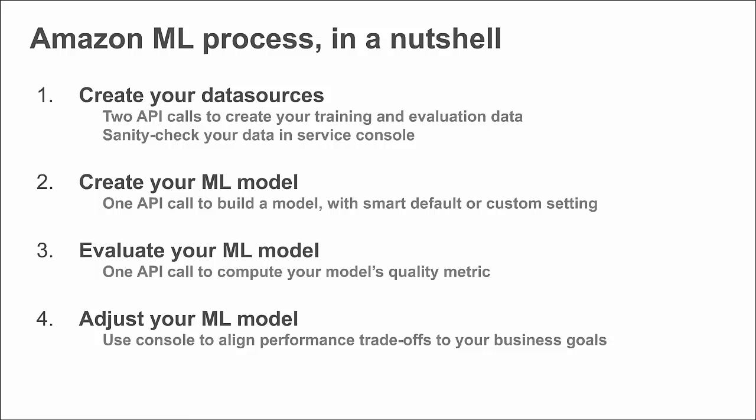After we create our data sources, we'll dive into the console and we'll actually take a look at our data to make sure that it looks as we expect it to. Once our data sources are complete, the next step is to create a machine learning model, and that's just one API to build a model with smart defaults, or we can configure custom settings. Next, we'll evaluate our machine learning model, and that's again one API to compute the model's quality. And finally, and this step is absolutely crucial, we will use our Amazon Machine Learning console to align the outputs of the model with the business goals, to make sure that the model is maximally correspondent to what we want to achieve with our application.